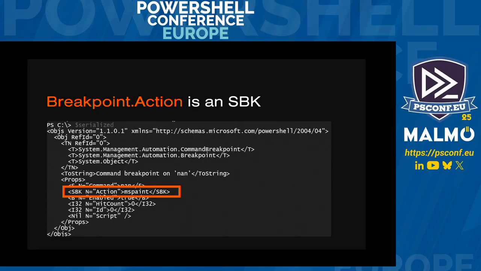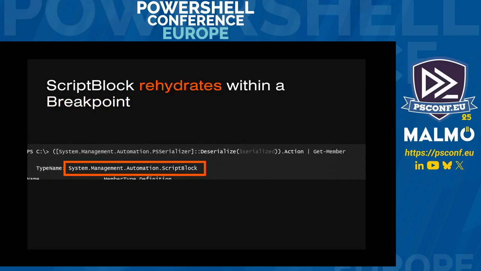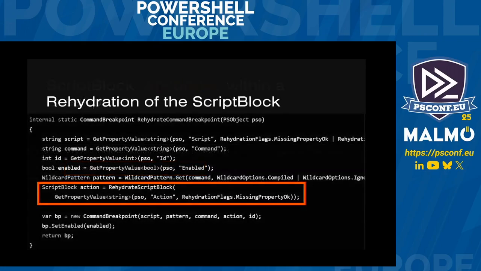However, inside a breakpoint, we see that the action property is a script block. And when you deserialize this data, you see that you actually get a script block back. So it's actually possible to get a script block when it's inside a breakpoint. And the reason for that is how the rehydrate command breakpoint function in PowerShell is implemented. It's literally calling rehydrate script block. So it will actually rehydrate the script block into the original thing. Meaning that we have some kind of chance of code execution here, right?